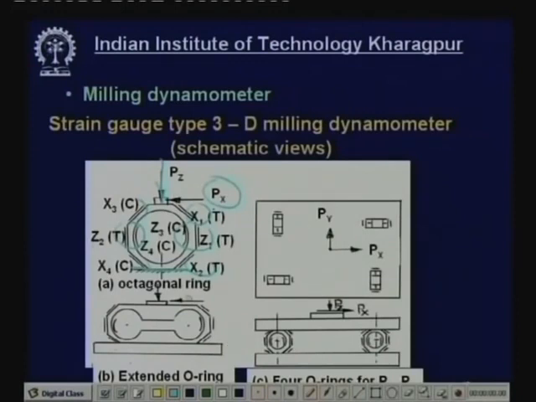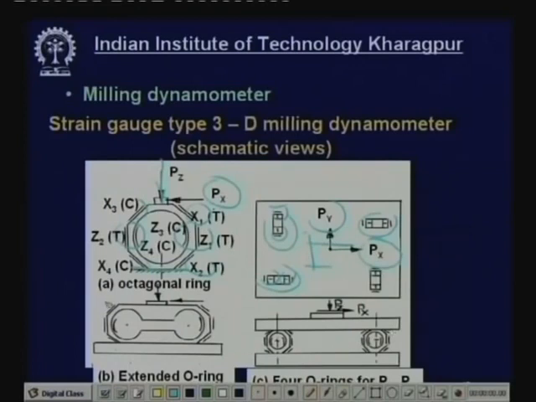Now 4 such rings will be put here: number 1, number 2, number 3, number 4. Now the cutting force, because of the milling, can travel in any direction. So these 4 supports will receive different amounts of force. The total force will be the summation of the forces acting on them. The vertical force will be measured by the summation of the forces acting here, the strain gauges here will measure the forces in Px, and this strain gauge mounted over here, in this direction, will measure Py. So this will measure the forces Px, Py, Pz in a strain gauge type milling dynamometer.